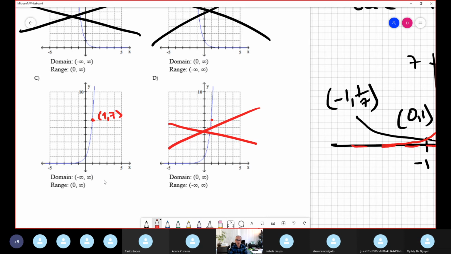And domain is obvious in any exponential function, sorry. It's all real numbers, and the range is the positive numbers and not 0, because it's asymptotic. Clear?